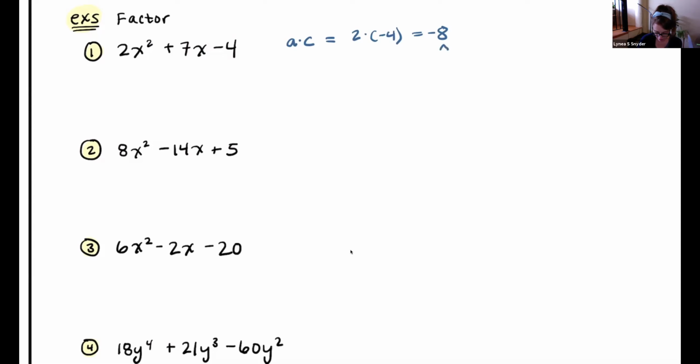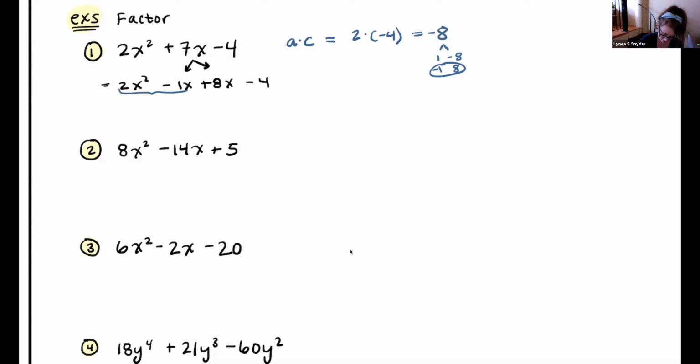All right, so that's 1 and -8. We've got -1 and +8. And I think that's our winner right there. Okay, so then you take the 7x and we're going to split that term up into -1x and then plus 8x. And then factor by grouping.